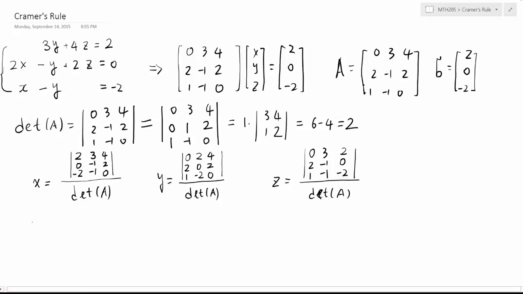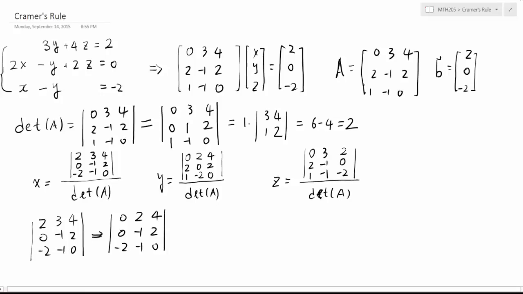We will do the calculation as practice. The first determinant is 2, 3, 4, 0, -1, 2, and -2, -1, 0. We can add the last row to the first one, so we're going to have 0, 2, and 4, then 0, -1, 2, and then -2, -1, 0. You may ask why we don't add the first row to the last. That is just going to be the same.